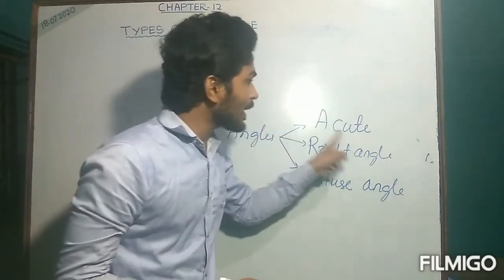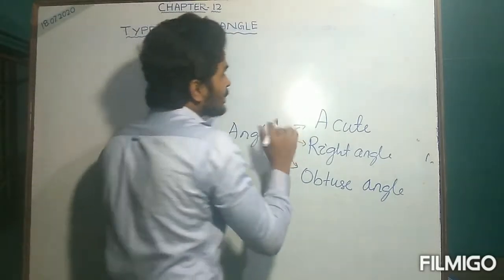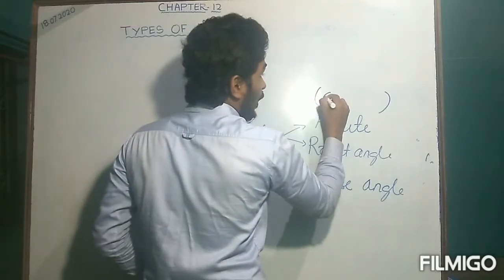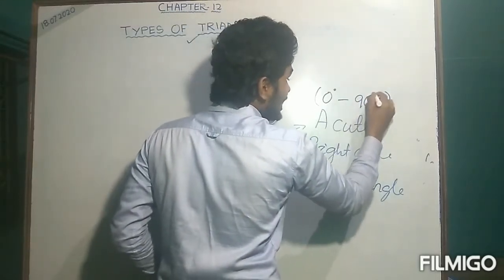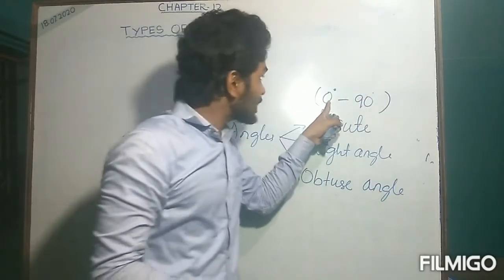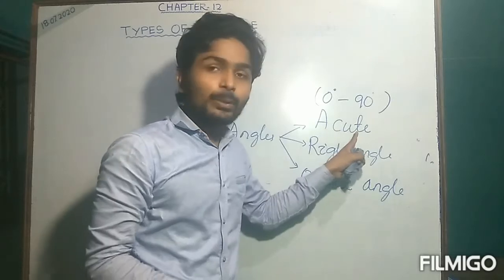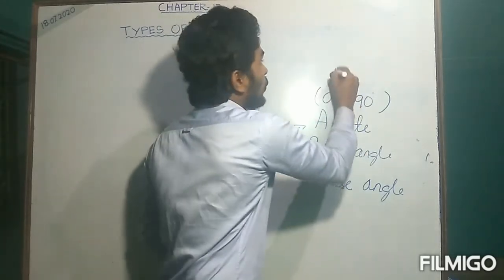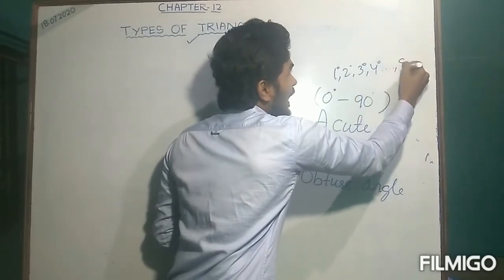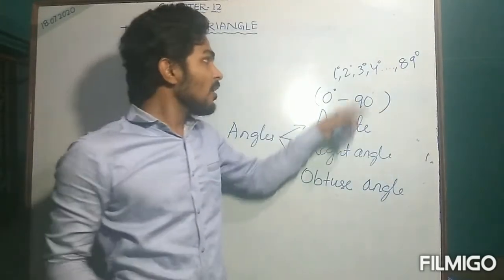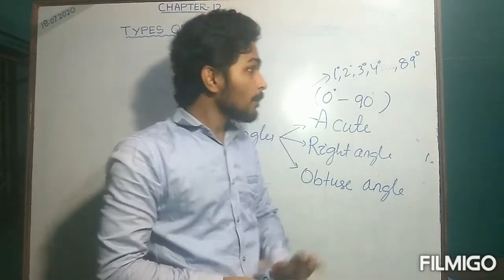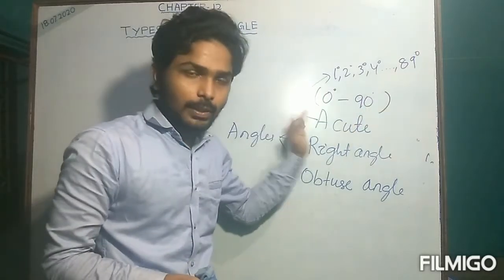So the first one is acute angle. Acute angle means an angle which lies from 0 degrees to 90 degrees. That means its value always exists in between 0 and 90, excluding 0 degrees and 90 degrees. That means from 1, 2, 3, 4 degrees up to how many degrees? 89 degrees. So this is the value of an acute angle, but not exactly 90 degrees, not exactly 0 degrees.